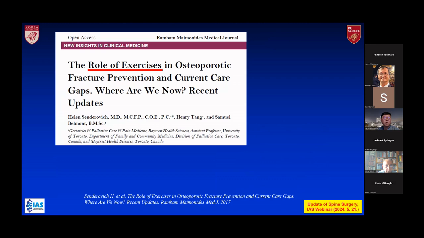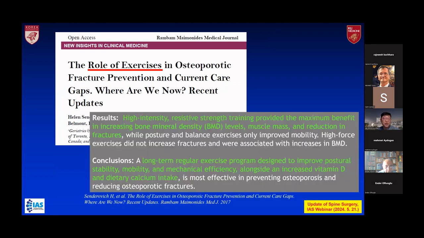The role of exercise. In this paper, they concluded that a long-term regular exercise program designed to improve postural stability, mobility, and mechanical efficiency is very important, alongside increased vitamin D and calcium intake.